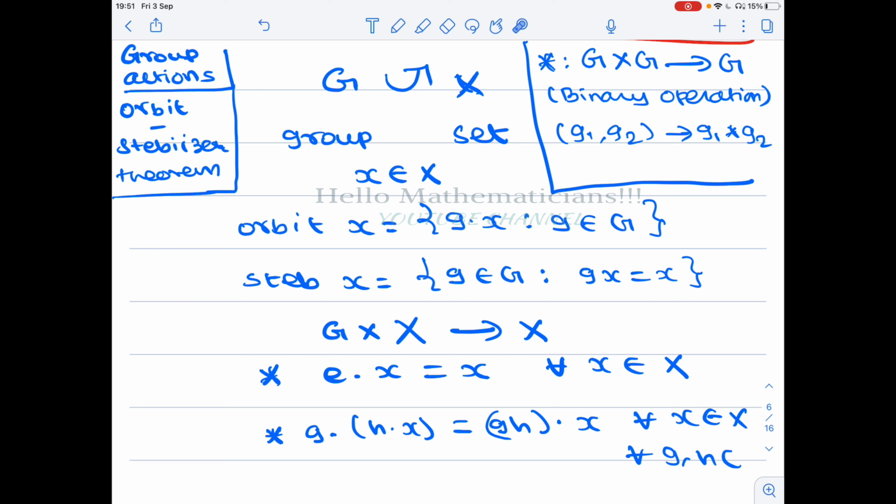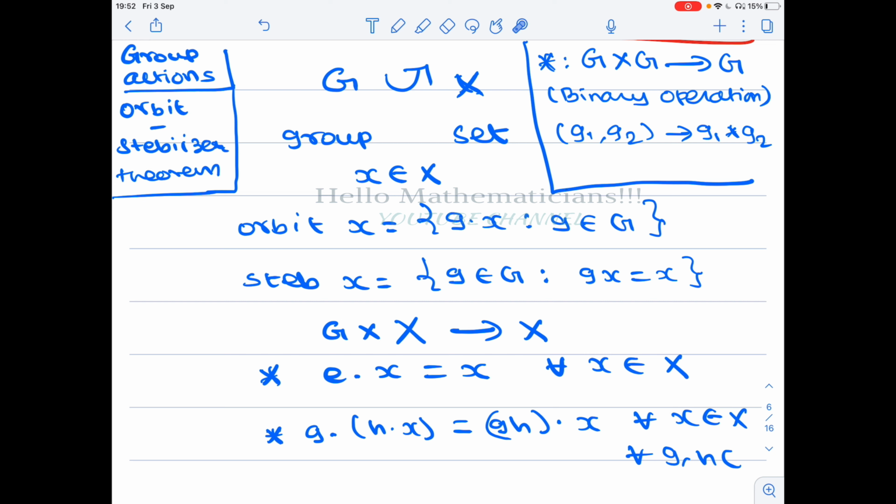Now, if you remember, a group is a set G together with a binary operation star. A binary operation star means it is a function from G cross G to G. Why are we considering the domain to be G cross G? Because we want to take two elements from the set G and multiply them. To multiply we need two elements, so we take elements from G cross G, and the codomain is G, so the product will be a single element in G.